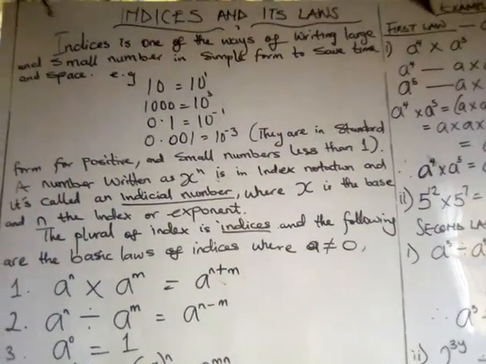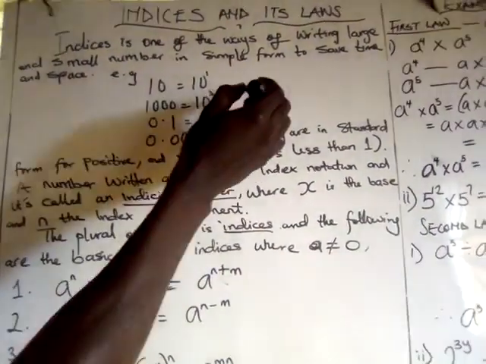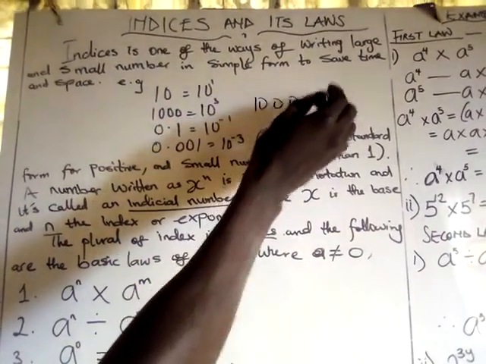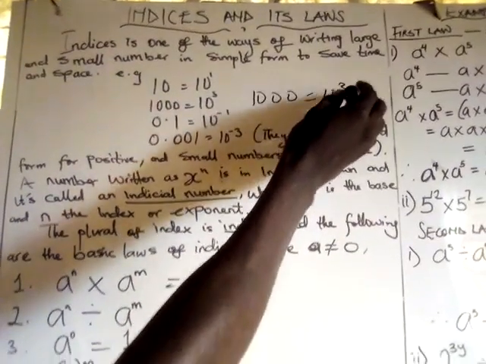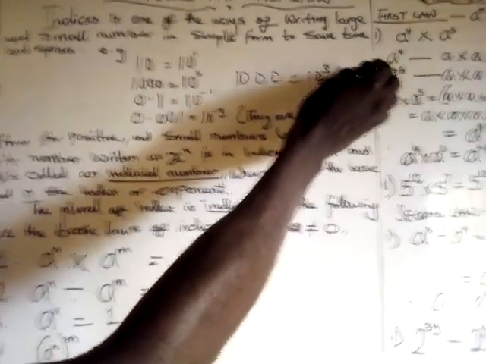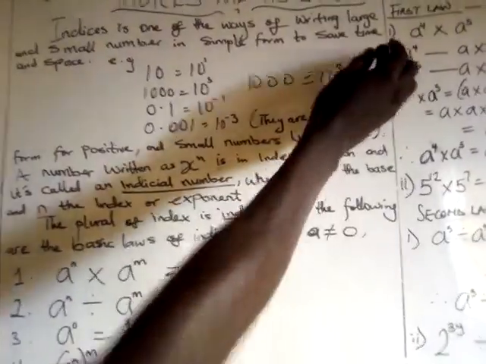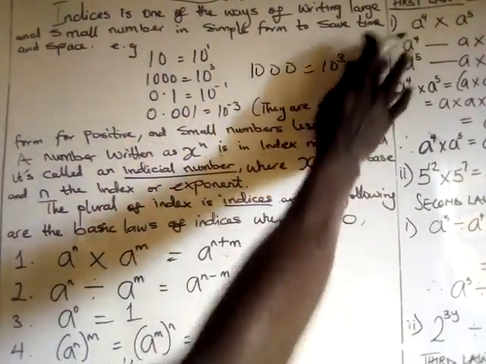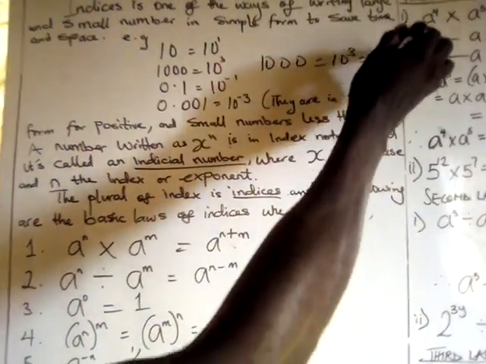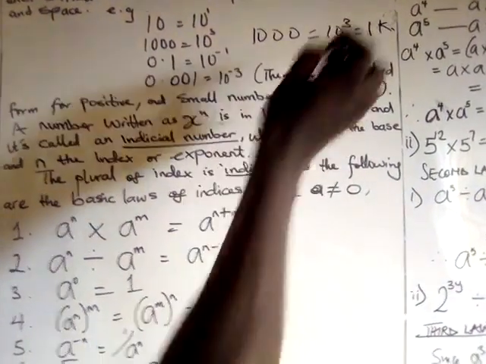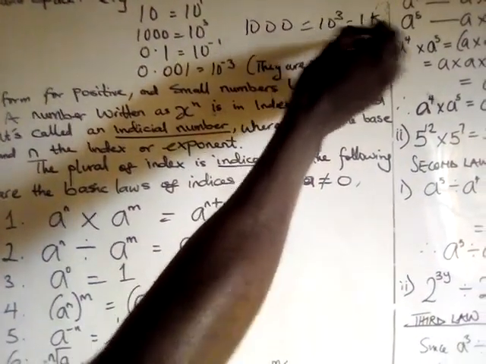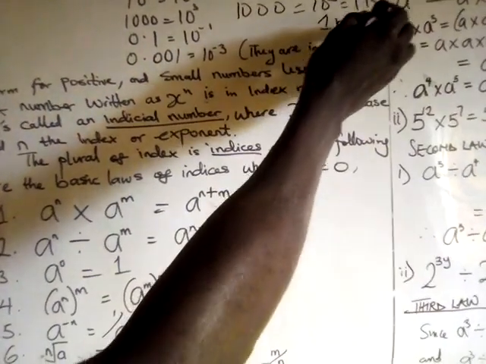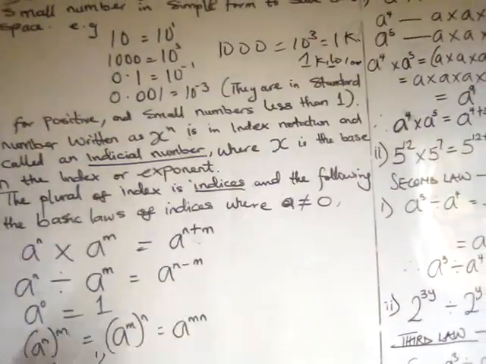Some of the examples I'm talking about is, let's say, 1000, which is also 10 to the power 3, which you can say 1k. This k means what? This 1k. Do you get it now? It means 1 kilo. Kilo means 1000. Do you get it now?